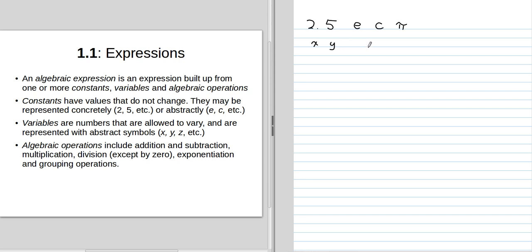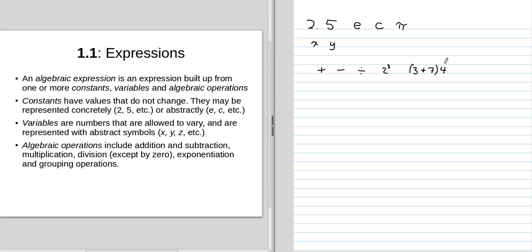An algebraic expression also can have any number of algebraic operations, such as addition, subtraction, division, except by 0, exponentiation, so 2 cubed, and grouping operations, such as parentheses, 3 plus 7 times 4.